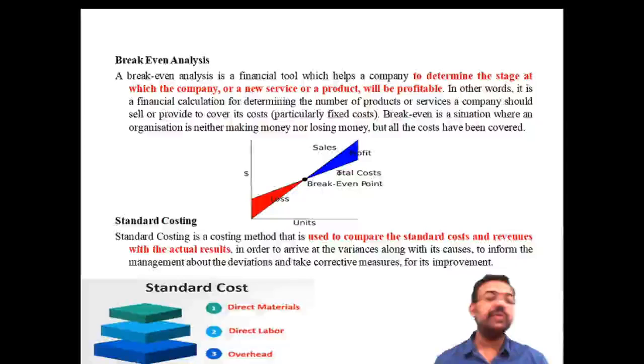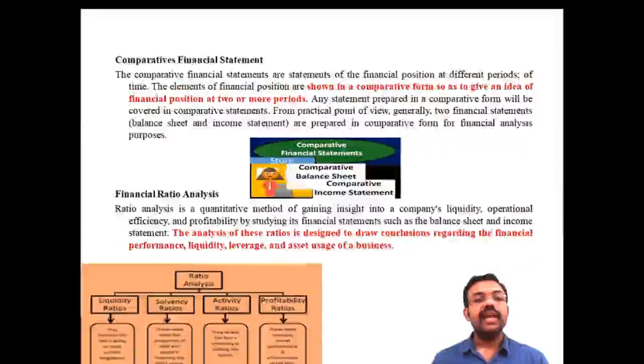So another important tool is standard costing. And another one is the comparative financial statement. An organization prepares financial statements, that means the balance sheet, the income statement, that is the profit and loss account, all the important statements. A comparative financial statement is a very useful device for comparing the previous performance with the current performance.